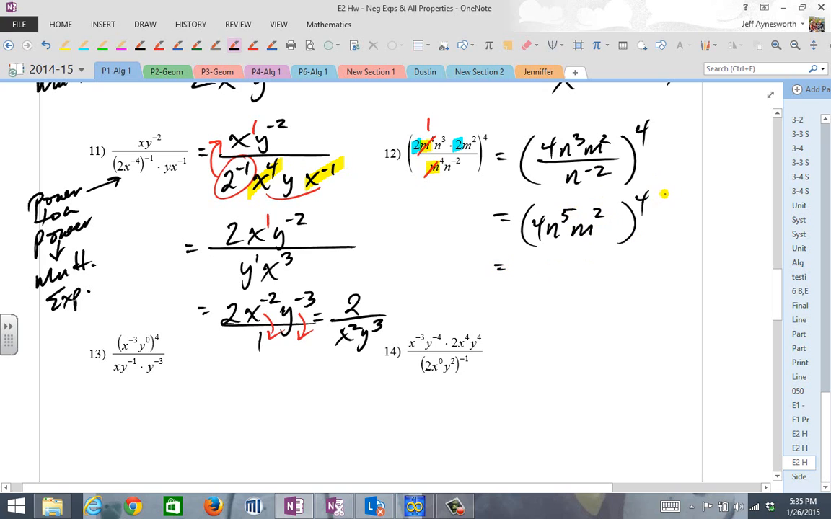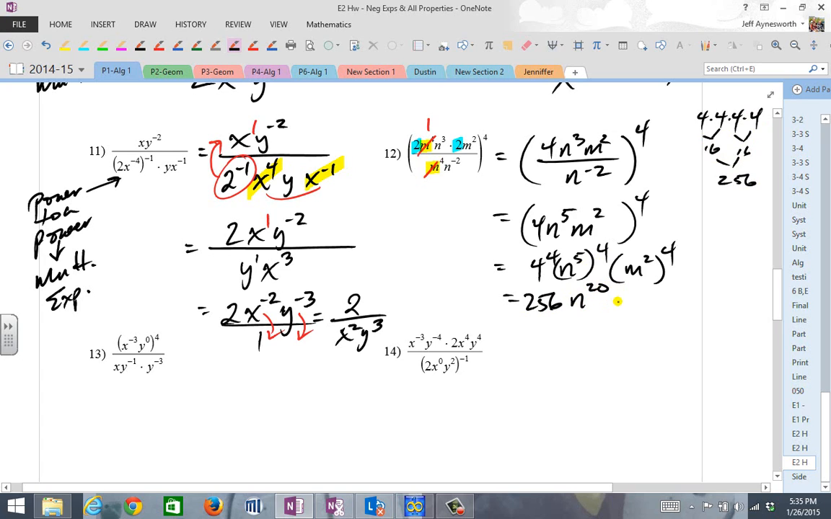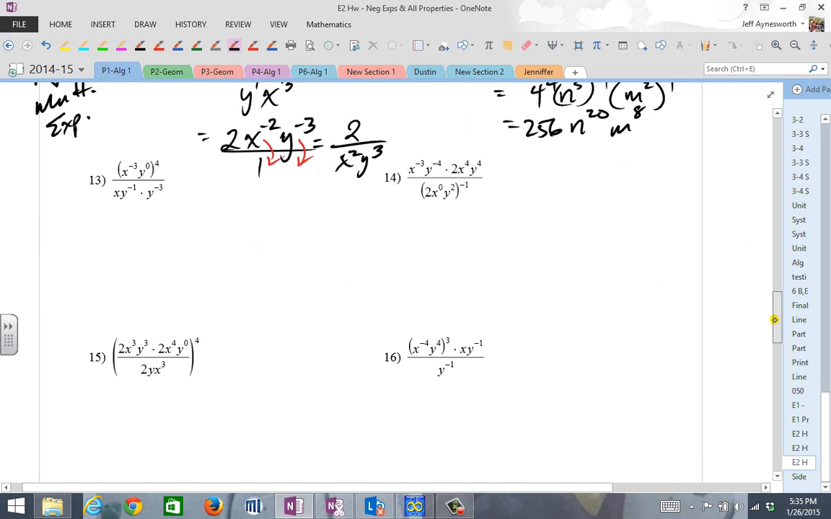Now I got to raise everything to the 4th. So I get 4 to the 4th, and then I've got n to the 5th raised to the 4th, and then I get m squared raised to the 4th. 4 times 4 times 4 times 4, 16 times 16, that's 256. So 256, power to a power here, n to the 20th, power to a power, m to the 8th. Okay? And that's all there is to it. You can do this differently. You can get to the same result different ways, but that's the idea.